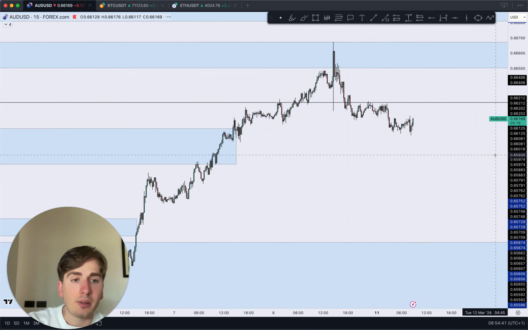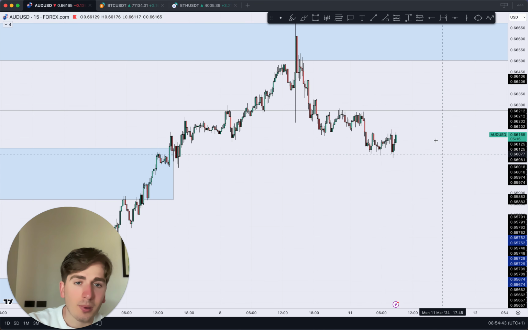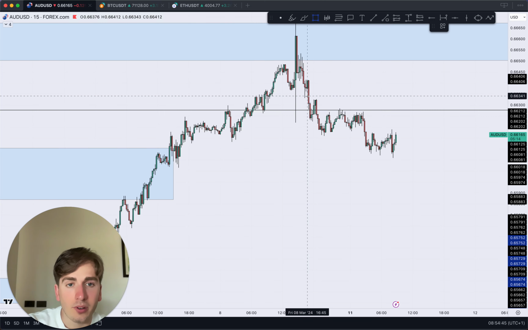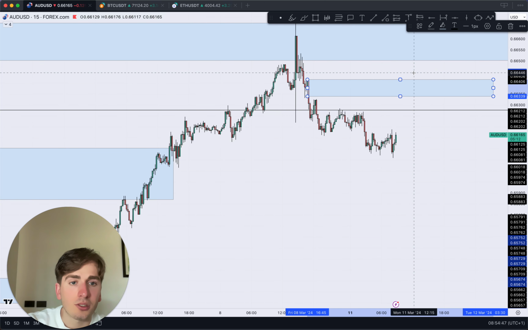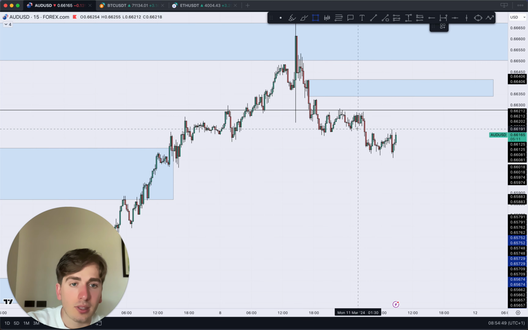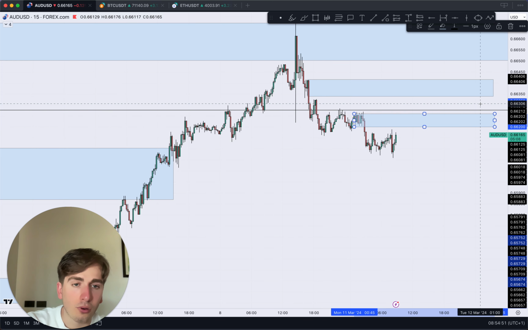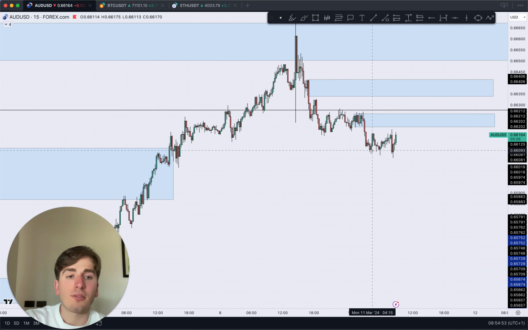Going in towards the 15-minute time frame, keep an eye on those areas of supply, guys. Those could become very valuable. For example, this supply zone over here looks very nice. Also, this supply zone over here looks good for a short. So keep that in mind for the rest of today.